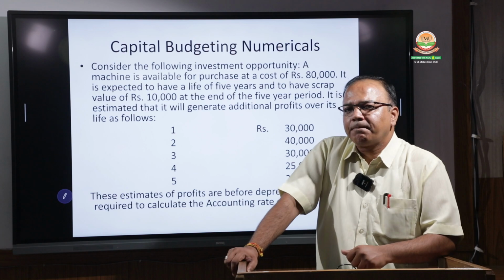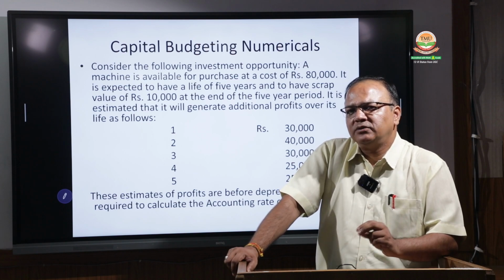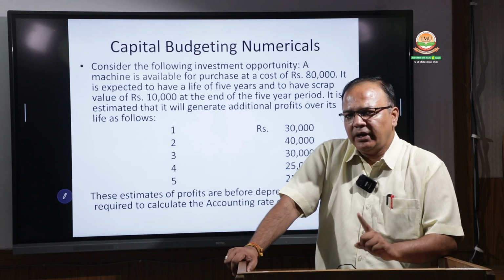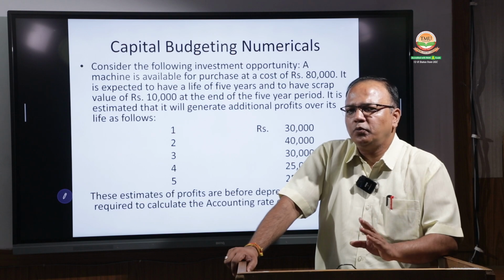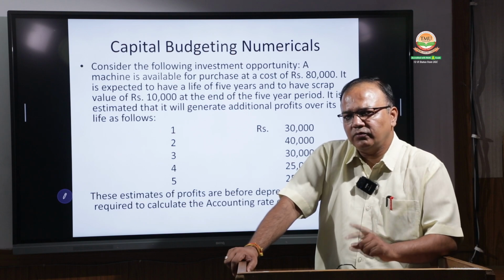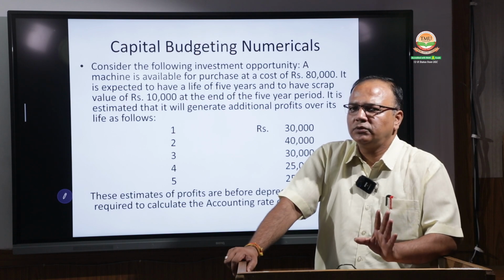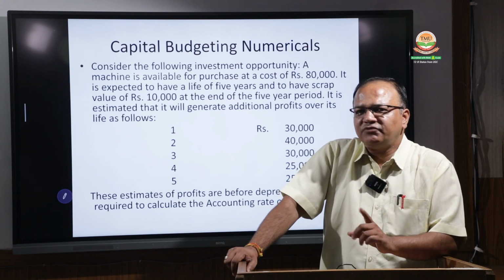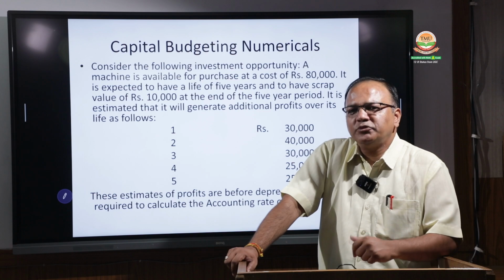Again, I am repeating: wherever you have to calculate average investment, there are two formulas which we may use. Formula number 1: cost minus scrap value by 2 plus scrap value. And formula number 2: cost minus scrap value by 2. There is no need to add scrap value. So this is formula number 2. I am using formula number 1.